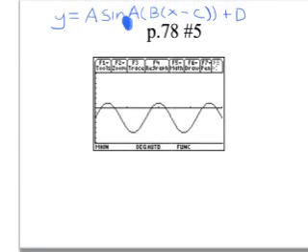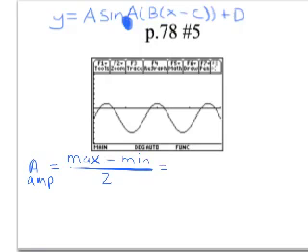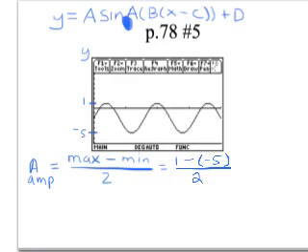So remember, A stands for the amplitude, and you find A by looking at the max output minus the min output divided by 2. So we have to come over here. Our y-axis is our output, and you can see that the highest this curve reaches is 1, and the lowest it reaches is -5. So 1 minus a -5, all of that over 2 is 6 over 2, which is 3.